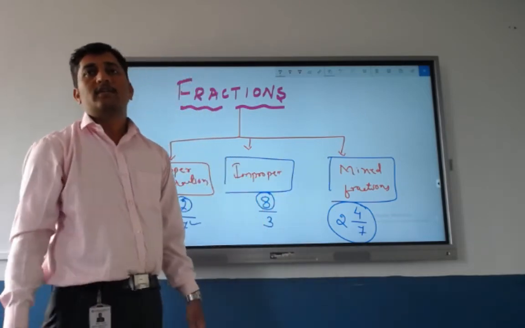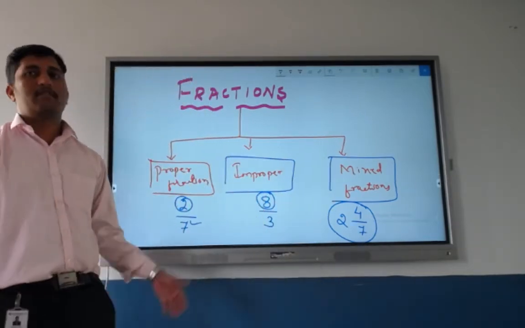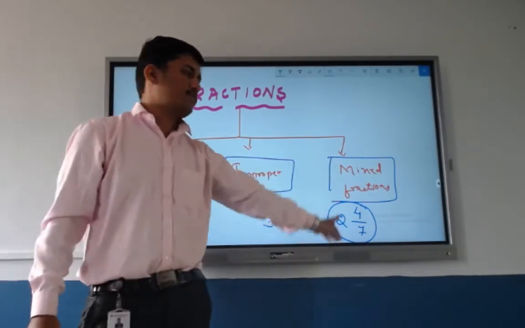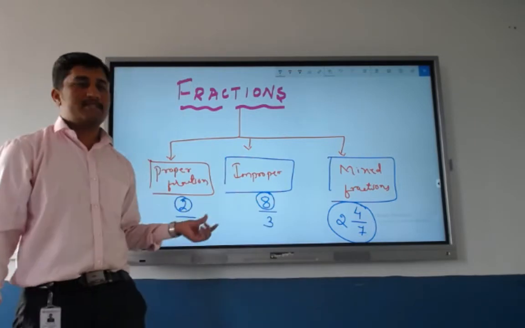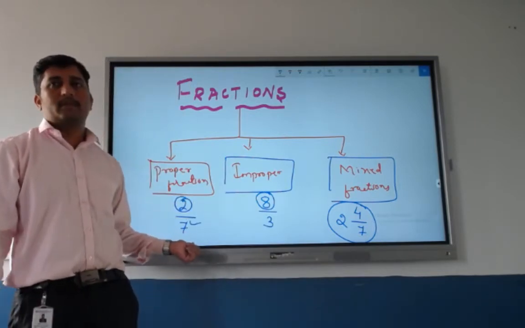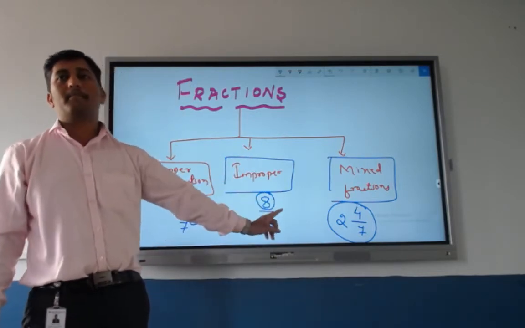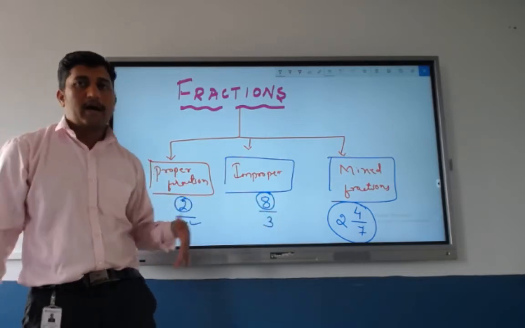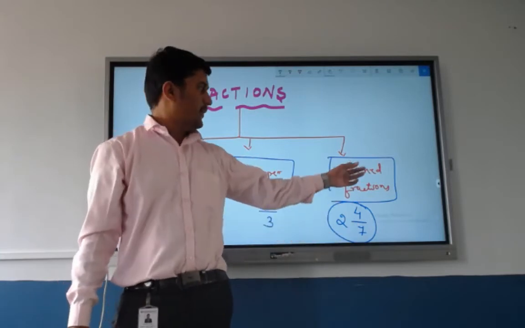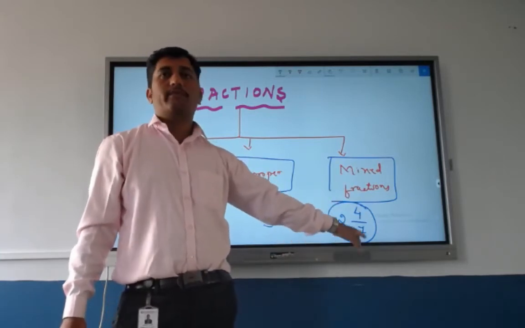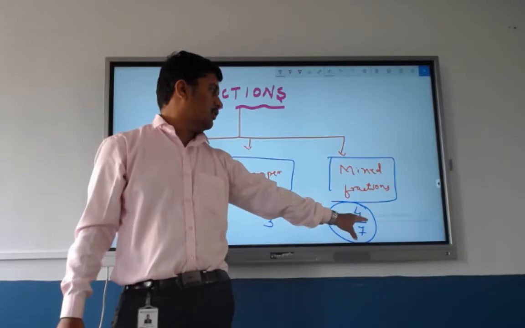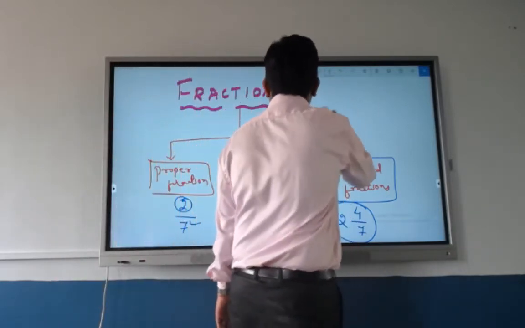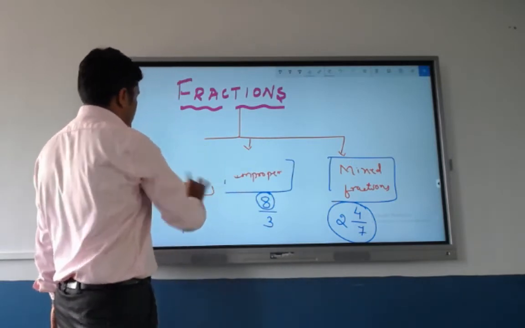So students, these are the types of fractions: proper fraction, improper fraction and mixed fraction. Proper fraction means the down number is big. In improper fraction, the up number is big, meaning the numerator is big. Here the numerator is small. And mixed fraction is the combination of a whole number and a fraction. I hope all have understood the meaning of fraction and the types of fractions.